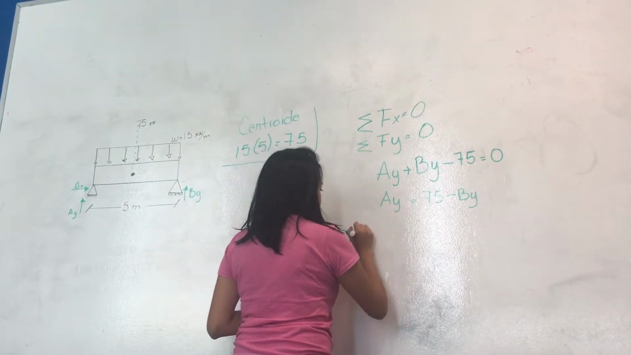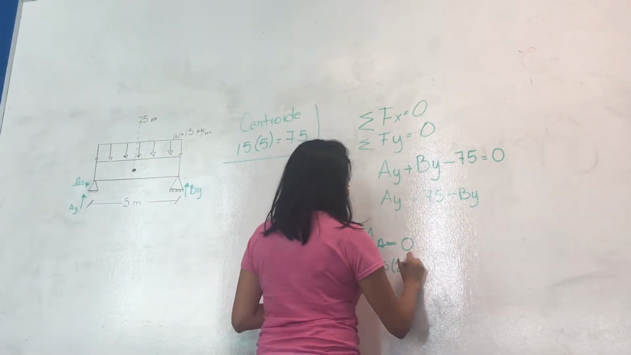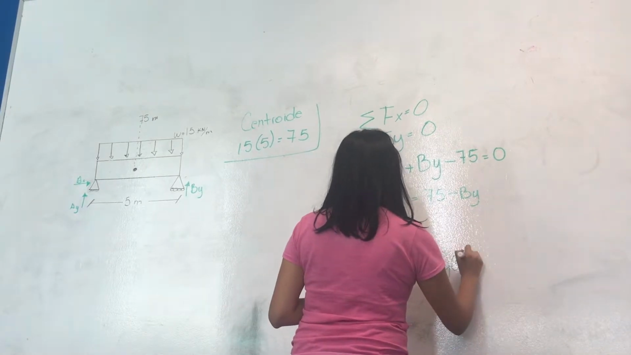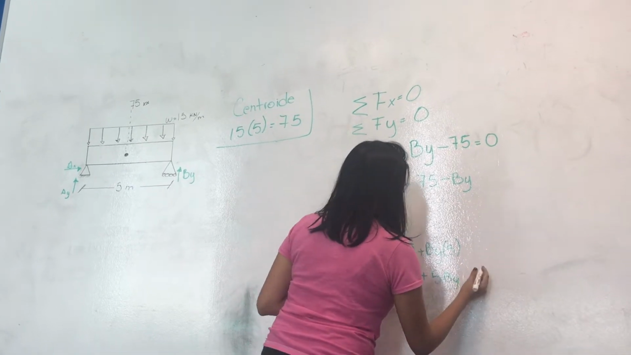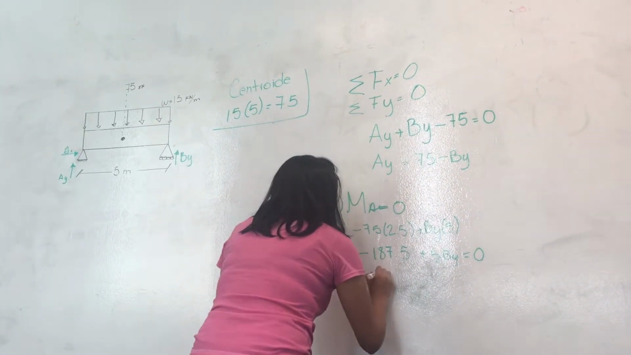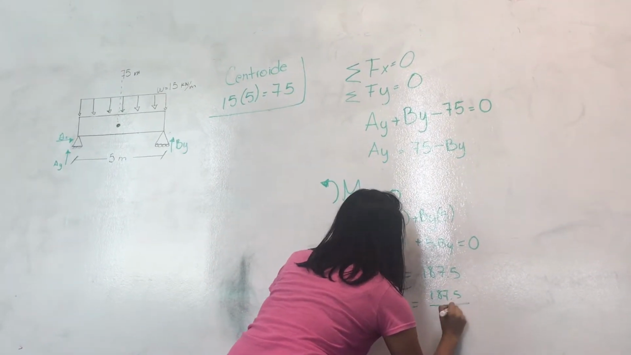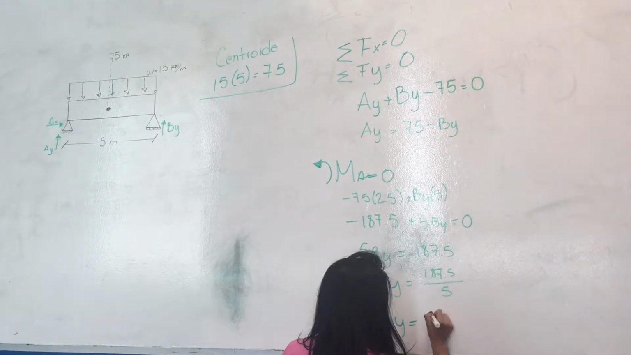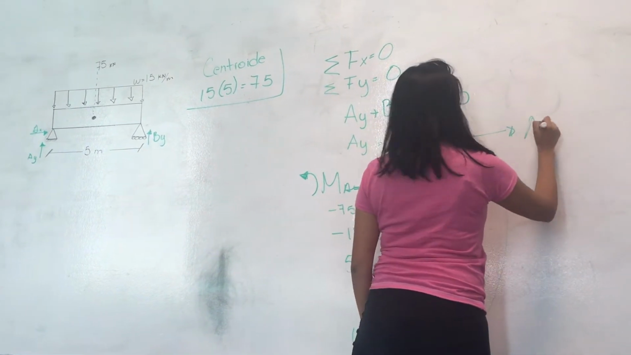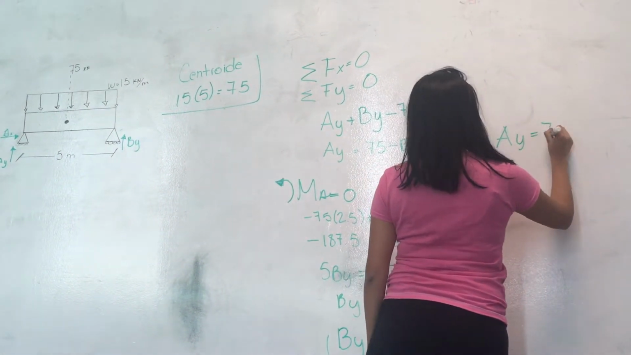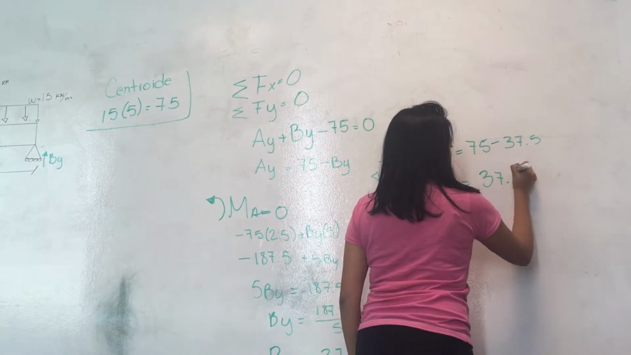Now, we will take the moment to solve for BY. The moment is equal to minus 75 by 2.5 plus BY by 5. Which returns 187.5 plus 5 BY. Now 5 BY equals 187.5. Clearing BY, the result is 37.5. With this result, we can do the above operation and clear AY, which is equal to 75 minus 37.5, resulting in 37.5.